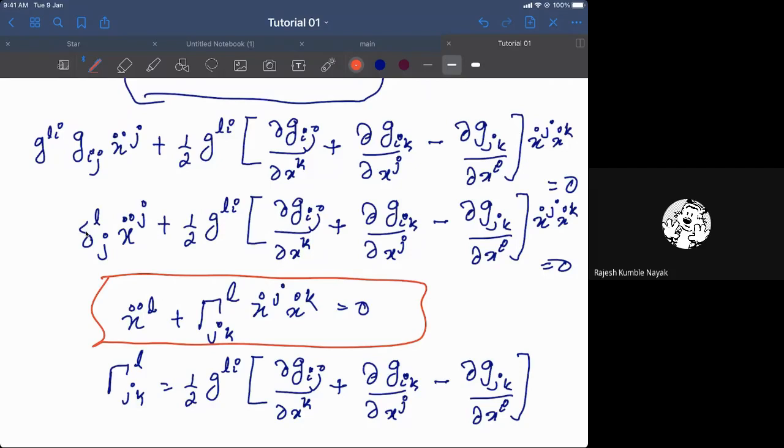Now, in differential geometry, you have come across this geodesic equation. Is anybody familiar with the geodesic equation? Sir, it is the shortest path between 2 points in a manifold. Yes. So we will later see that this is exactly a geodesic equation.